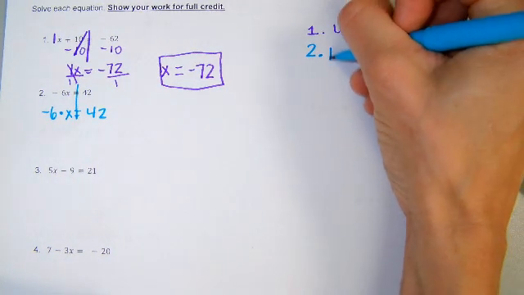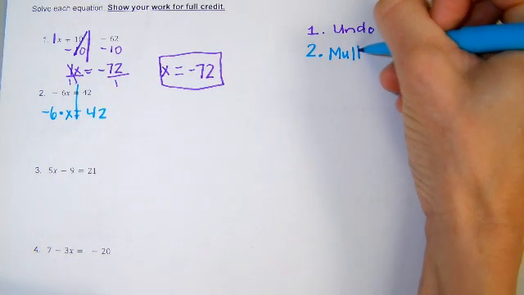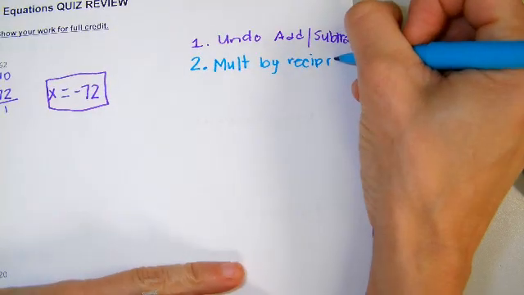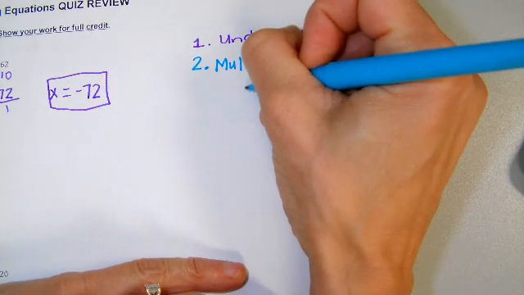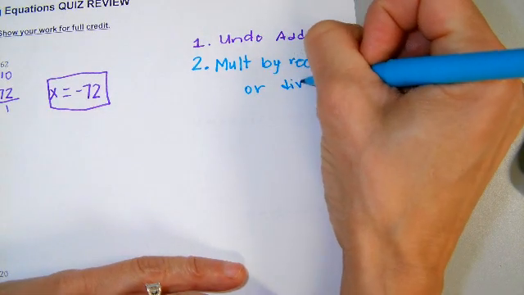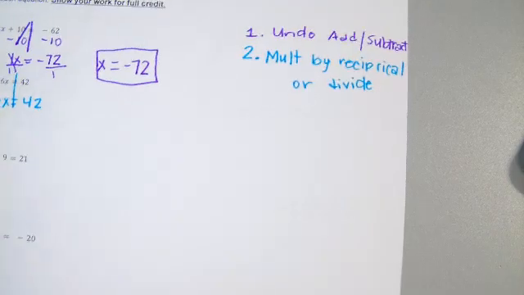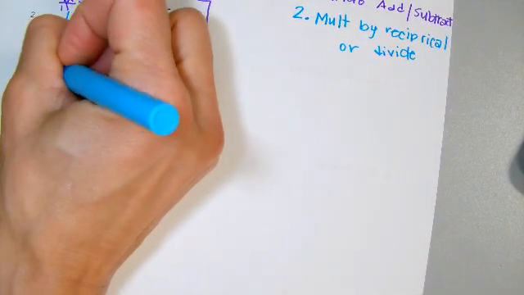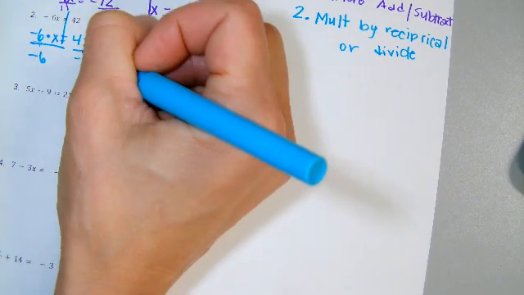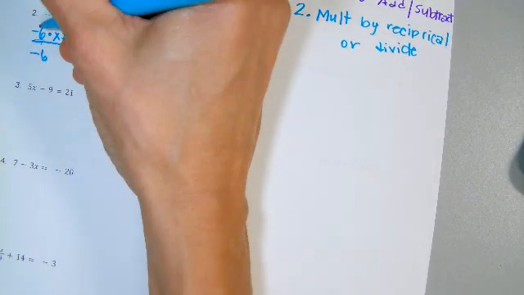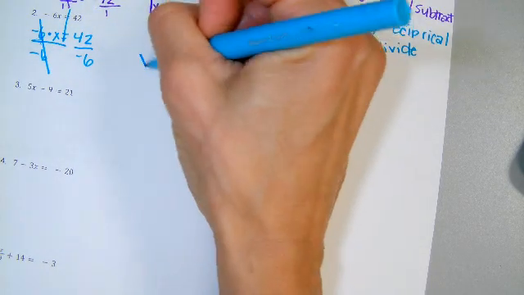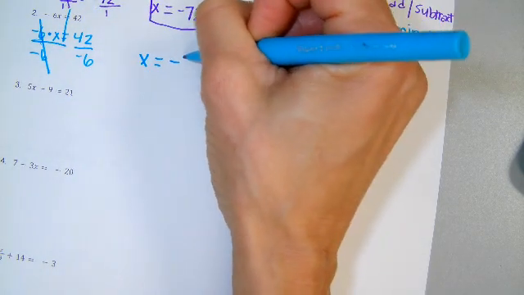So we're either going to multiply by the reciprocal or we are going to divide by the coefficient. Okay, so in this case, to undo a times negative 6, we are going to divide by negative 6 on both sides. This side will cancel out because negative 6 over negative 6 is really 1. And this side will give us our answer. So x should equal a negative 7.